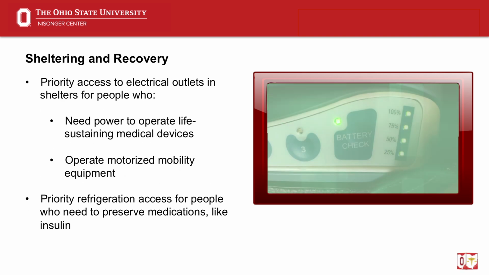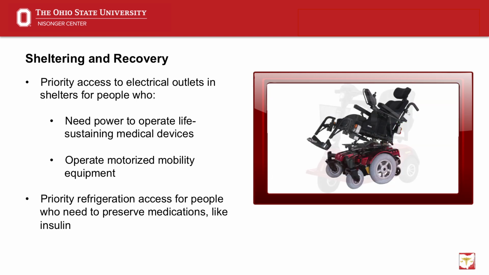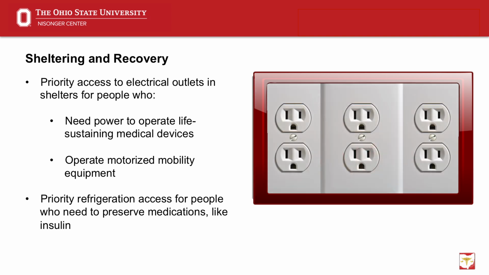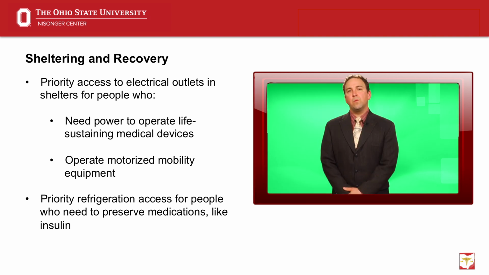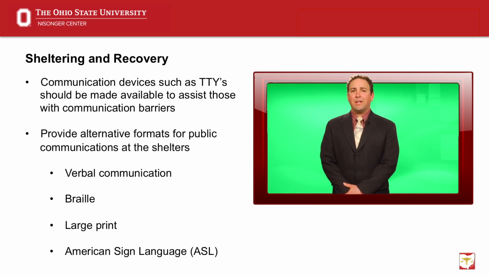People who require power to operate life-sustaining medical devices and motorized mobility equipment should be given priority access to electrical outlets in shelters. Those who require refrigeration to preserve certain medications, such as insulin, should have priority access to those resources. To ensure individuals with communication barriers can communicate with family, friends, and medical professionals, American Sign Language interpreters should be made available as needed, and shelters should be equipped with appropriate communication devices, such as TTYs.